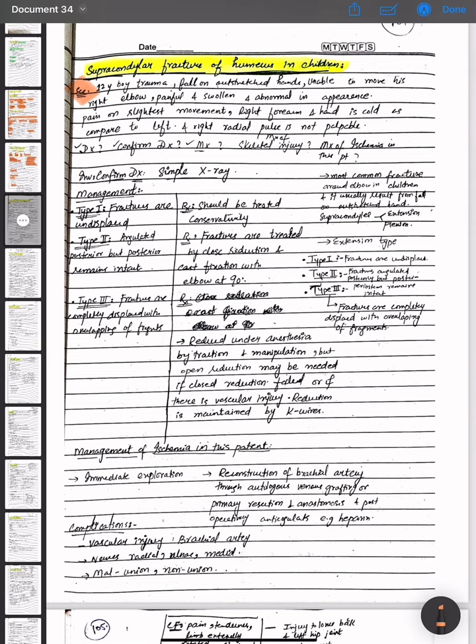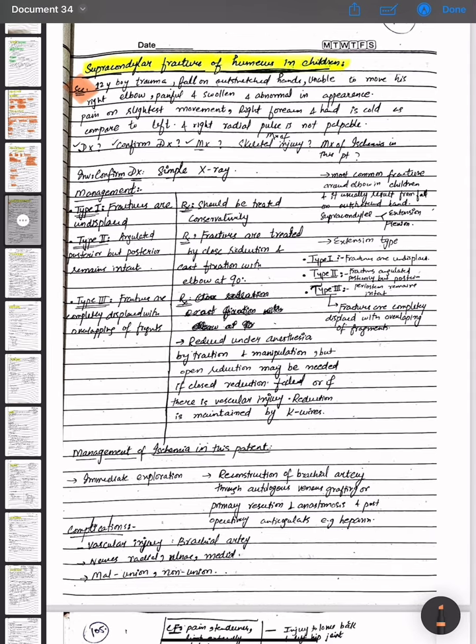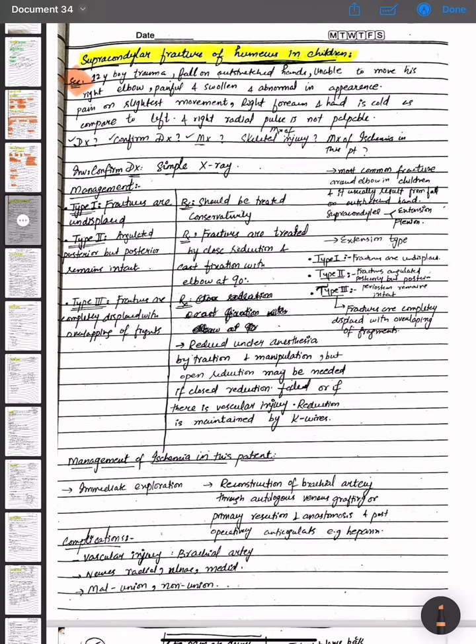So what is the diagnosis? How will you confirm the diagnosis? What is the management? What is the management of skeletal injury, and what is the management of ischemia in this patient? First of all, the diagnosis is supracondylar fracture of the humerus in children. This is the most common fracture around the elbow in children, and it usually results from a fall on outstretched hand. Whenever there is a fall on outstretched hand, it indicates that this is the supracondylar fracture of humerus.